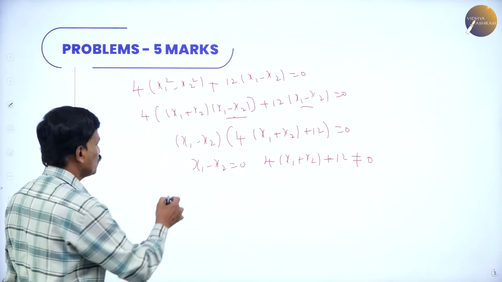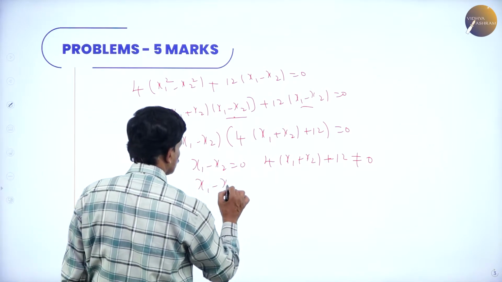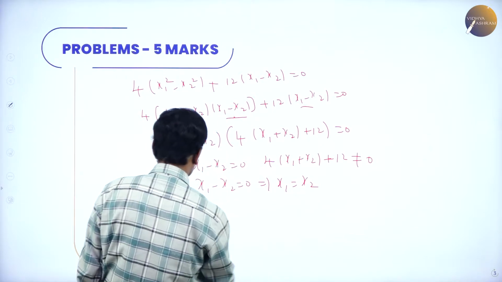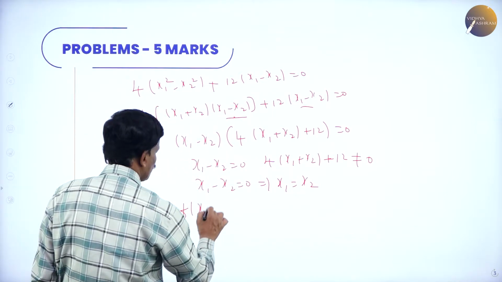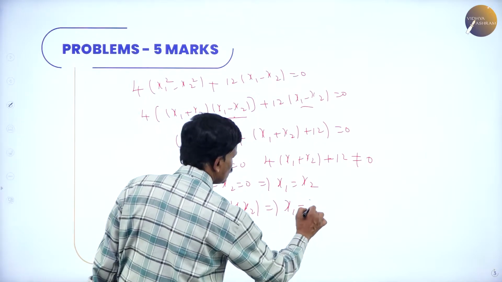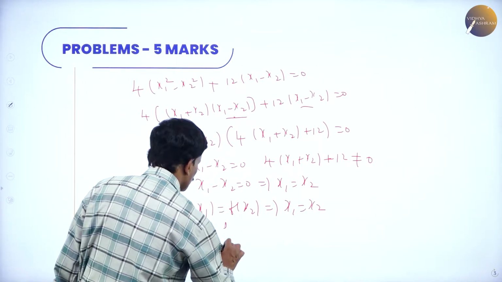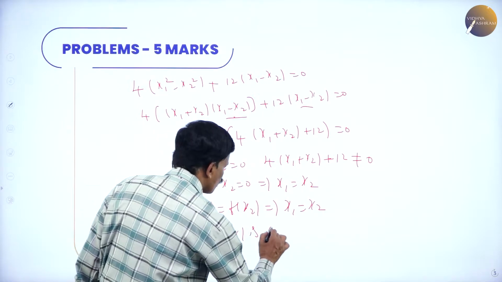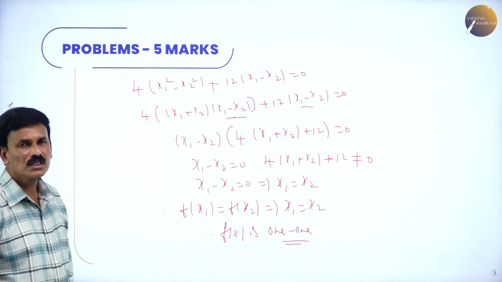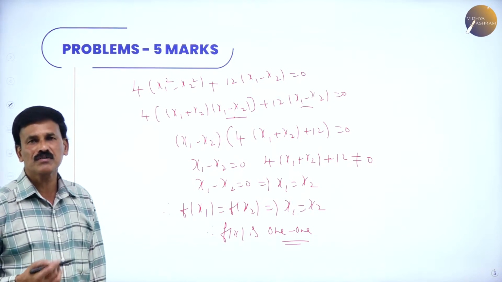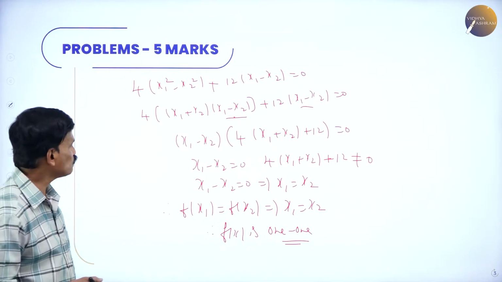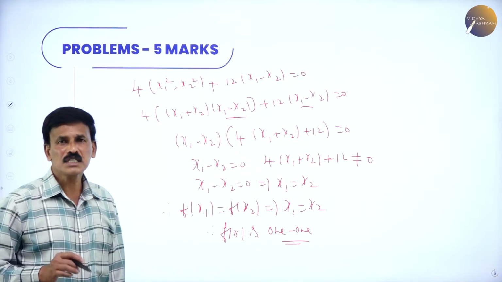Right. Now therefore if x1 minus x2 is equal to 0, it implies x1 is equal to x2. So therefore what do you say? f of x1 is equal to f of x2 implies x1 is equal to x2. Therefore f of x is a 1-1 function. This is how we are going to verify a 1-1 function. Or you can also verify by the fog and gof method also. Okay. Now this is the first part.